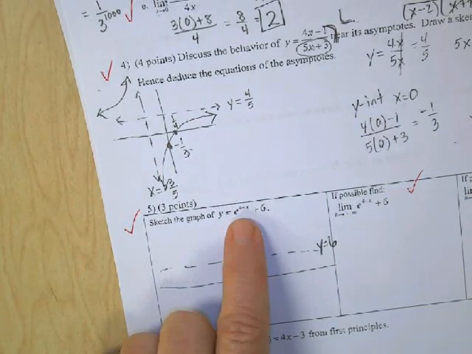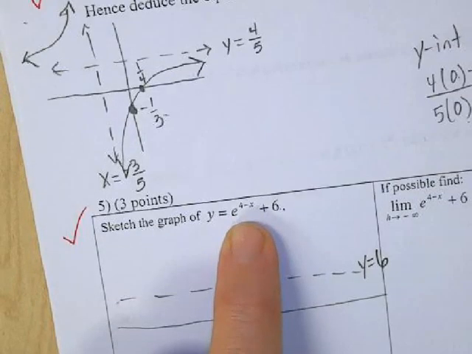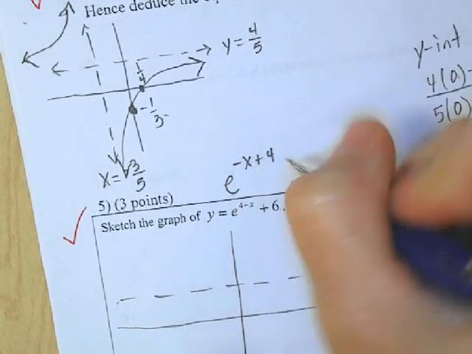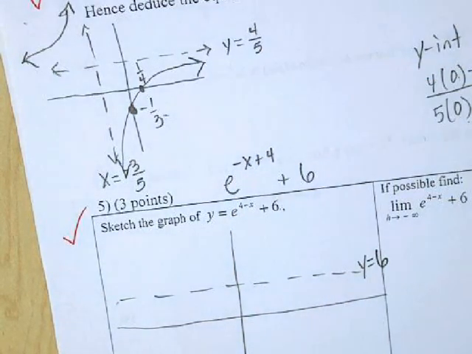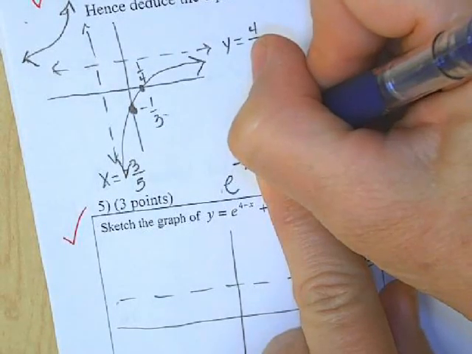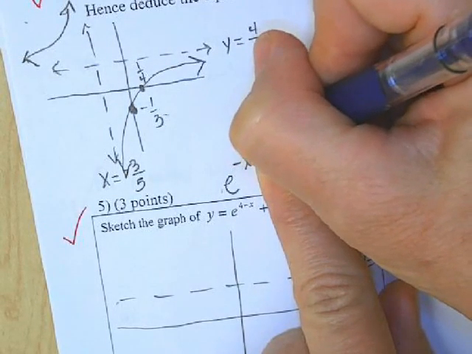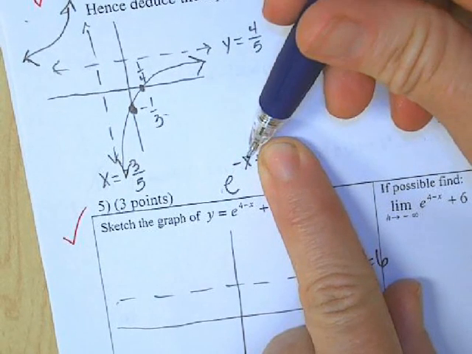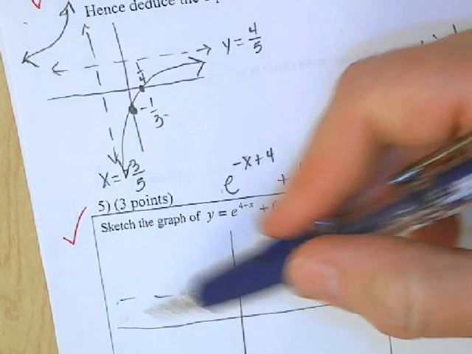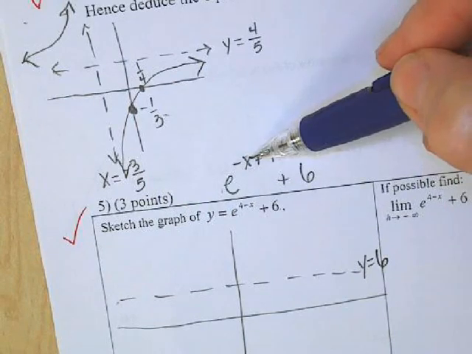Now I'm going to think about this in terms of transformations. Let me zoom in on that so I can see it. 4 minus x, I'm going to rewrite this as e to the negative x plus 4, and then plus 6. First of all, it's exponential decay. If I put in a negative number for x, minus a negative becomes a positive. So if I put in a negative x value, I'm going to end up with a positive y value, a really big one.